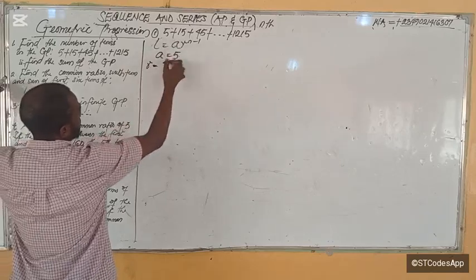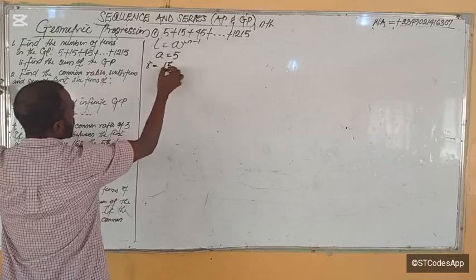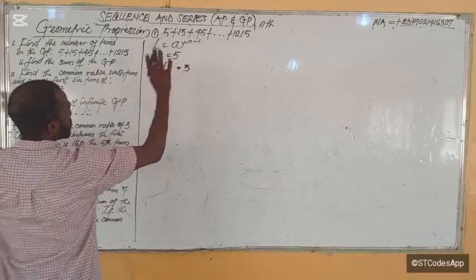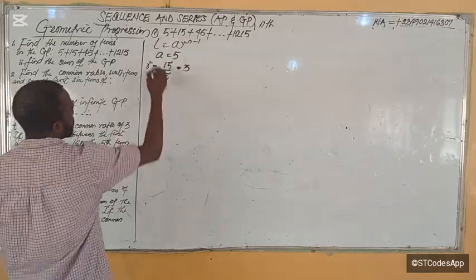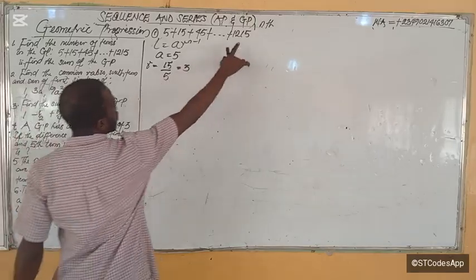You notice that your R can be taken as 15 over 5 or 45 over 5. So 15 over 5 is what? 3. You see, you're already done, isn't it? So it's n we are looking for, the number of terms. So we use this last term.